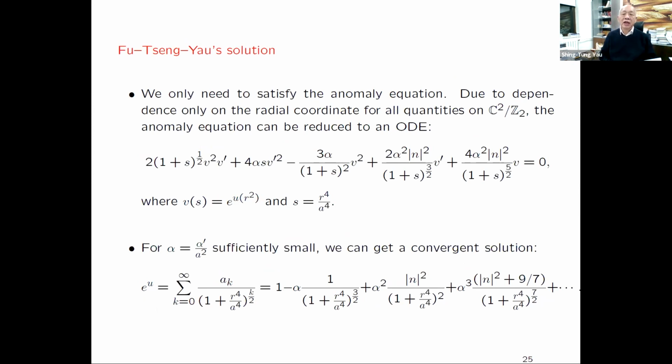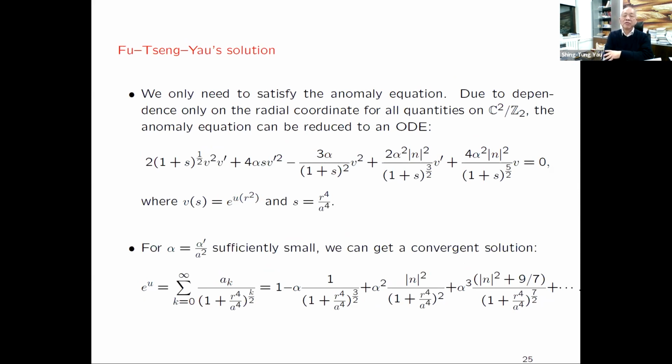So we can write down the anomaly equation, which reduces to an ODE. The previous equation we wrote down is on compact K3, which makes things very complicated because we don't even know explicitly the metric on the K3 surface.